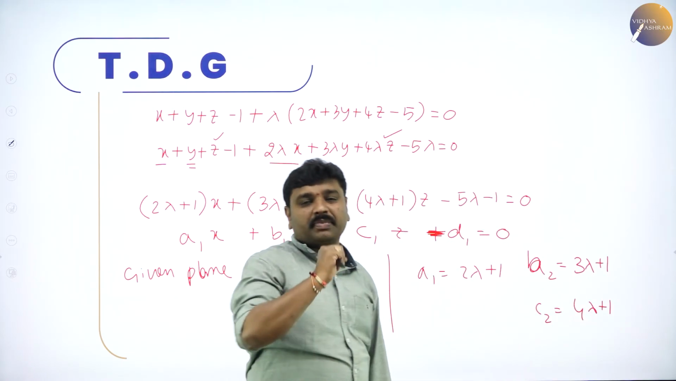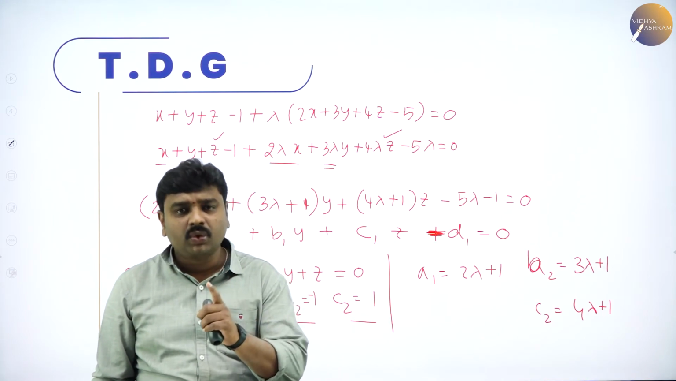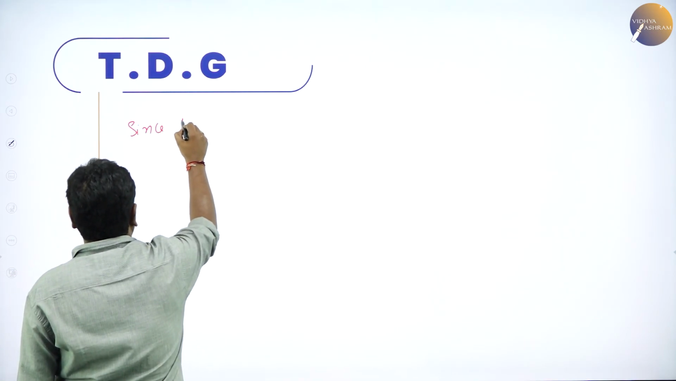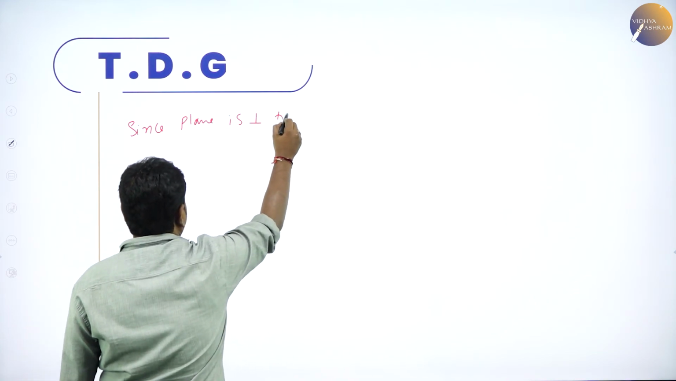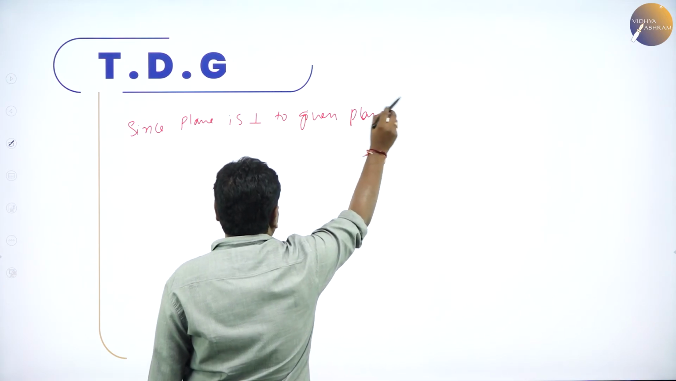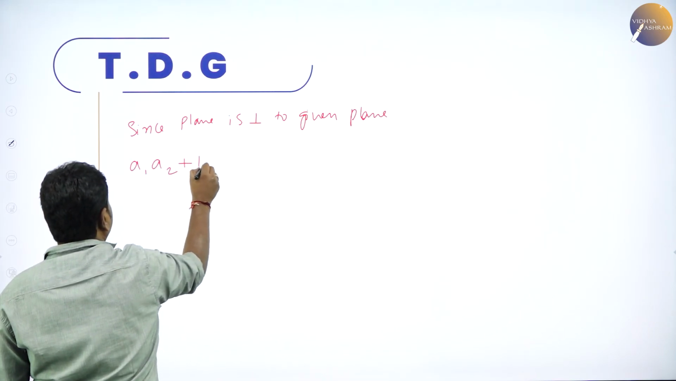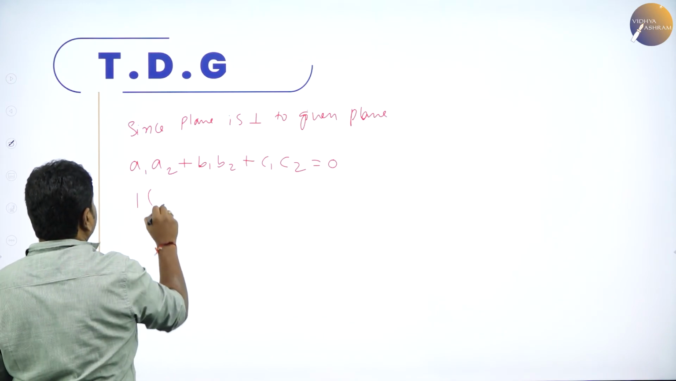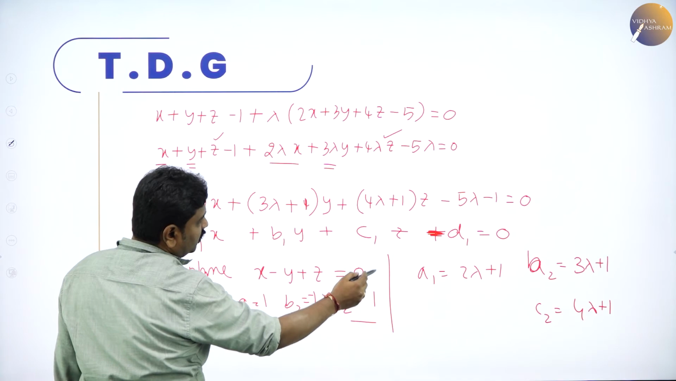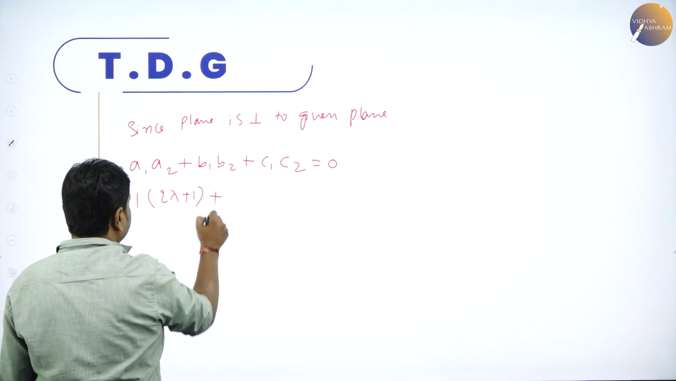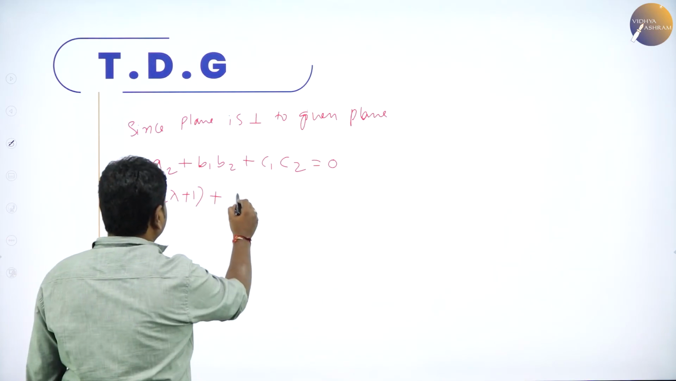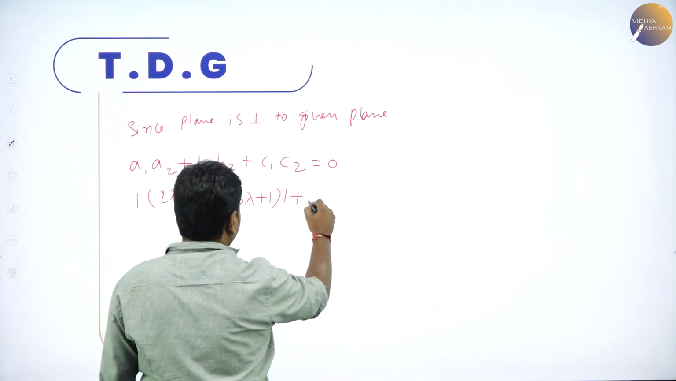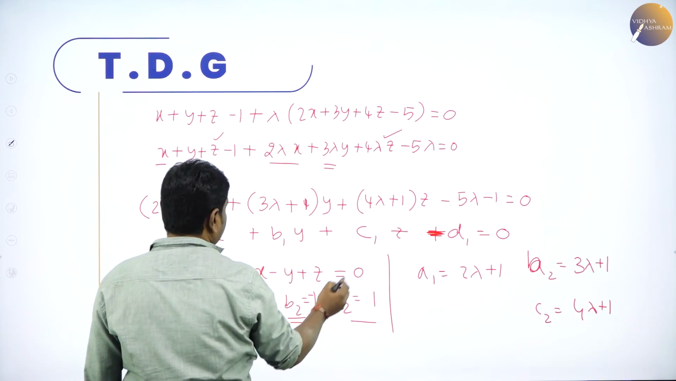You know, what is the condition for two planes to be perpendicular? a1a2 plus b1b2 plus c1c2 is 0. Since our required plane is perpendicular to the given plane, we can use this condition. So a1 is 2 lambda plus 1, into a2 which is 1, plus b1 which is 3 lambda plus 1, into b2 which is minus 1, plus c1 which is 4 lambda plus 1, into c2 which is 1, equated to 0.